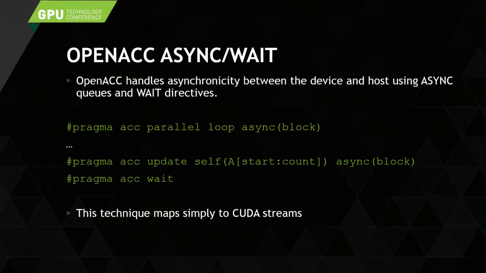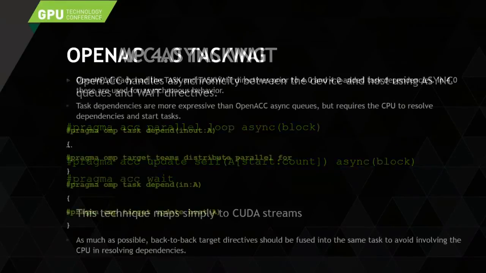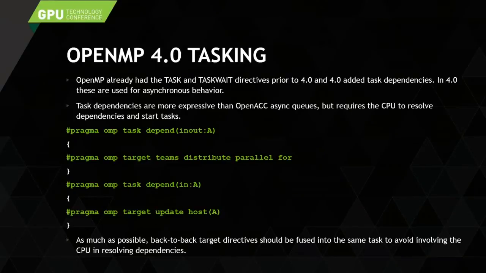and do this. So this turns out to map really well to CUDA streams, and I don't think that's by accident. You can pass in individual numbers, and those will translate to stream numbers, and it maps very well. Next slide, please.